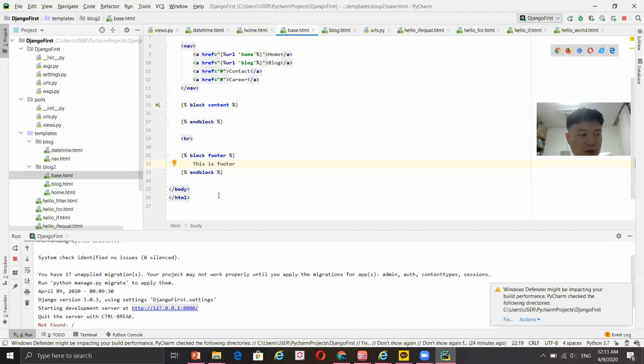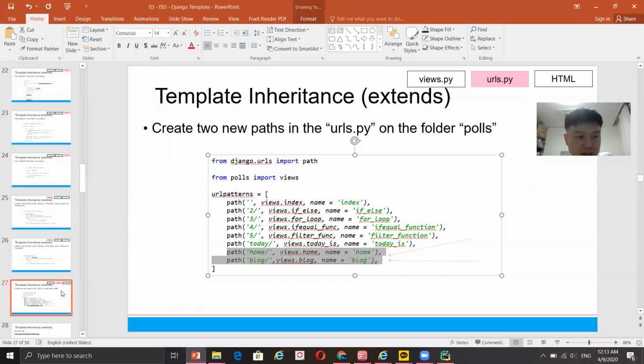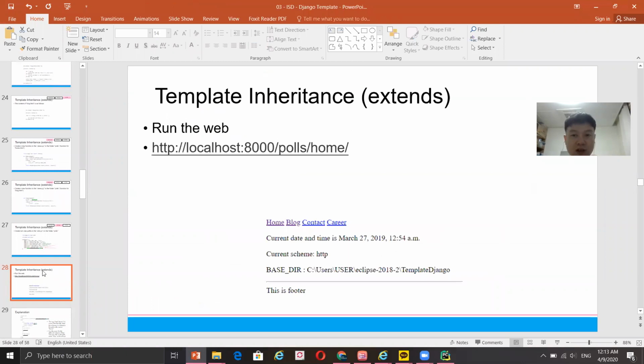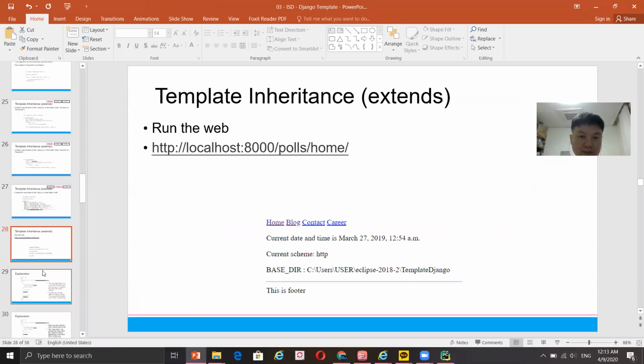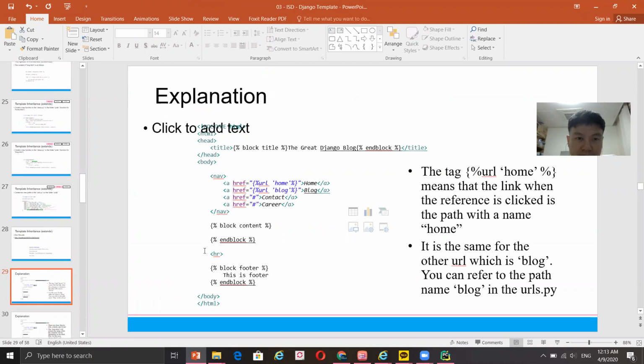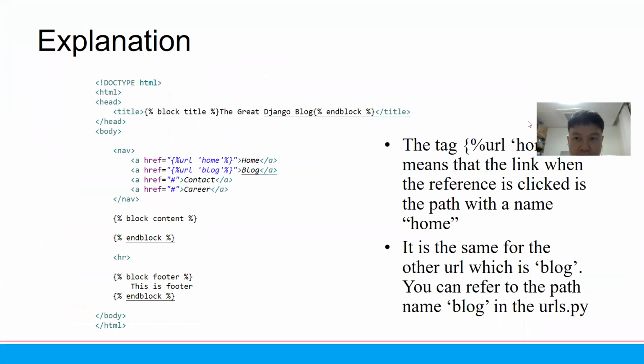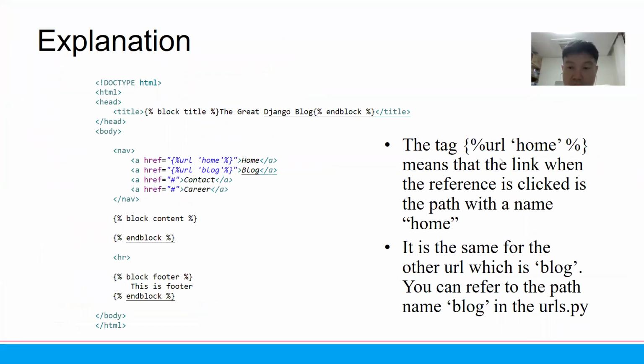Okay, so now we are going to learn the details, the explanation of those things. So this is the result, and we have some more explanation here. We have what we call the tag of URL. URL is the link that you are going to access. Now, if I click home, I want to go to home. If I click the blog, I want to go to blog.